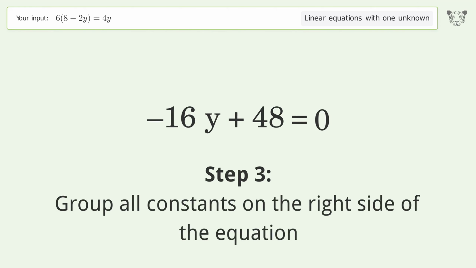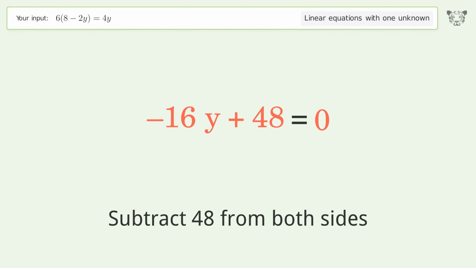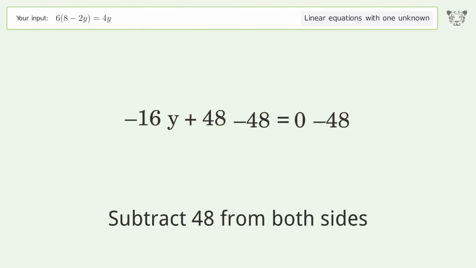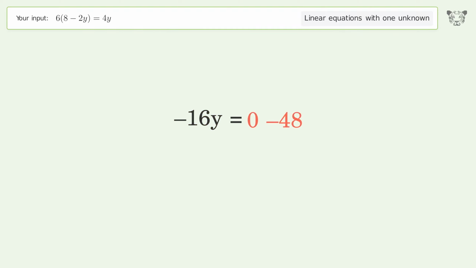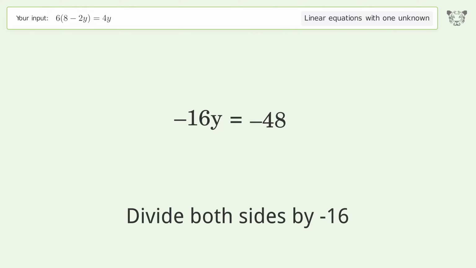Group all constants on the right side of the equation. Subtract 48 from both sides. Simplify the arithmetic. Isolate the y. Divide both sides by -16.